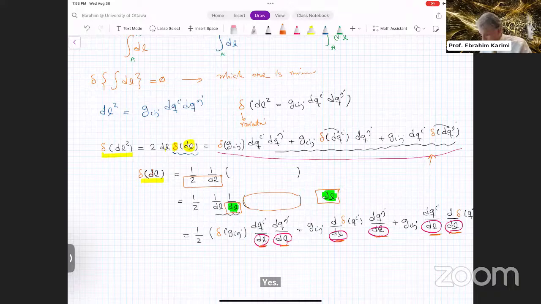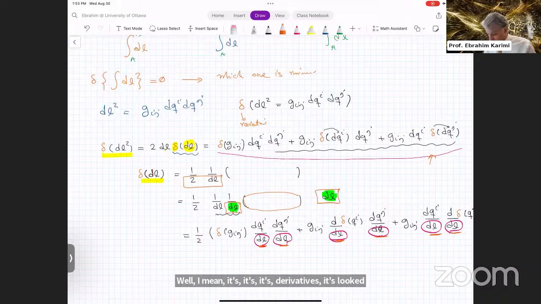Well, I mean, it's the derivatives. It looks like it's the variation that you have. It's not the two conjugate quantities. So delta and D, they will commute with each other. They are simple derivatives.